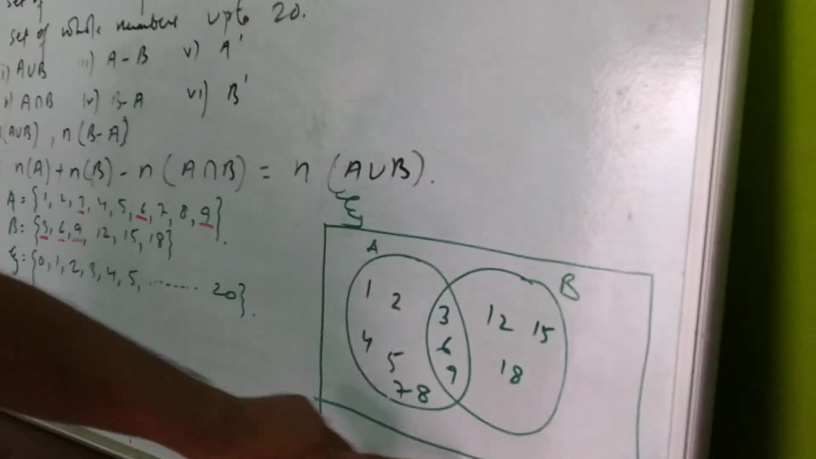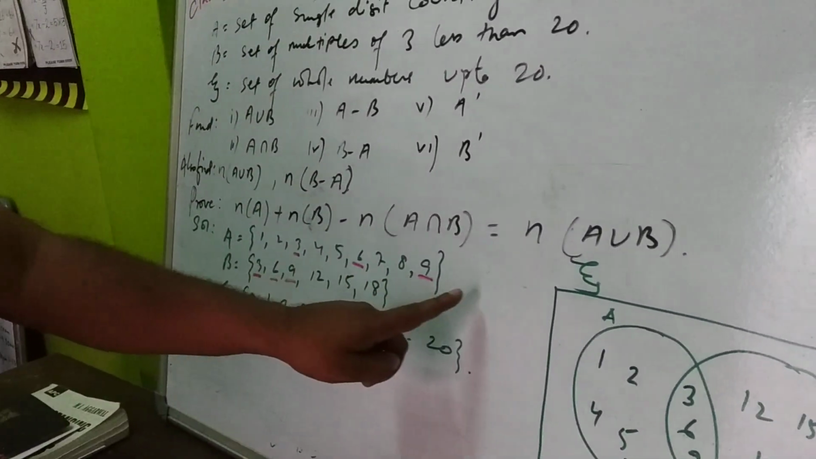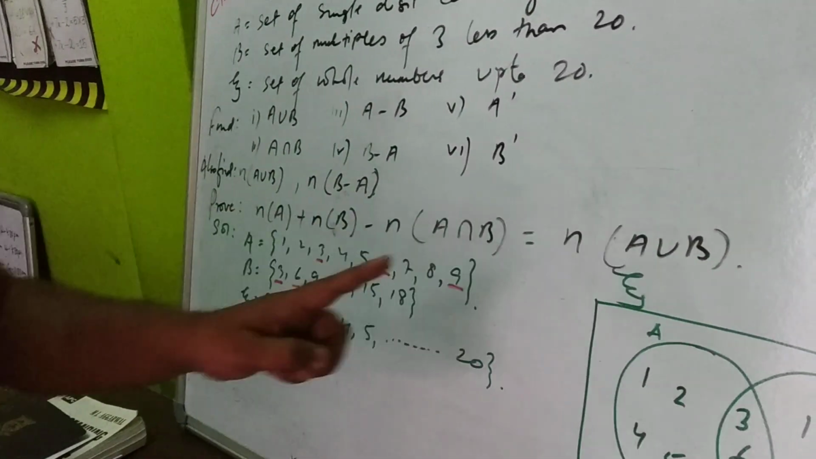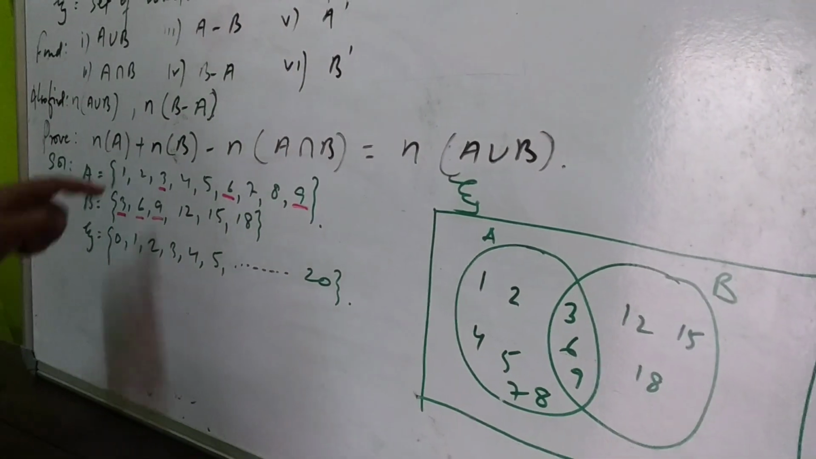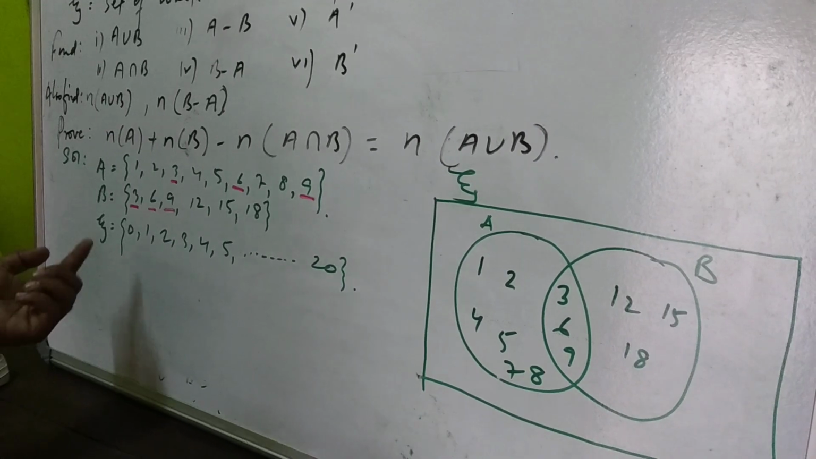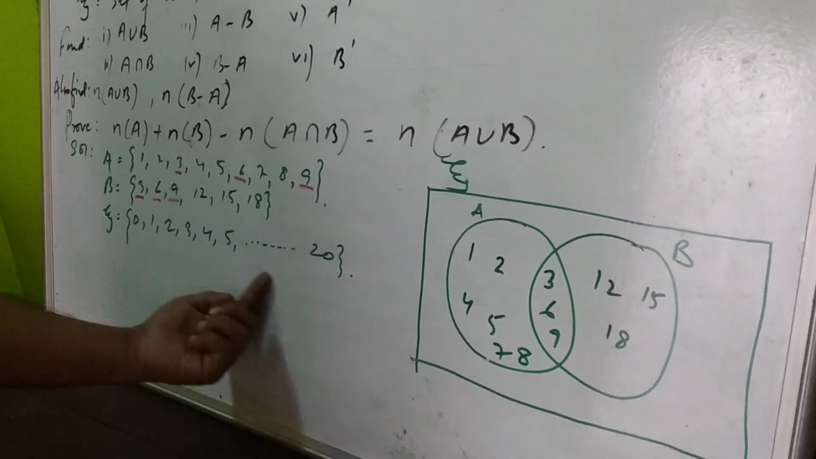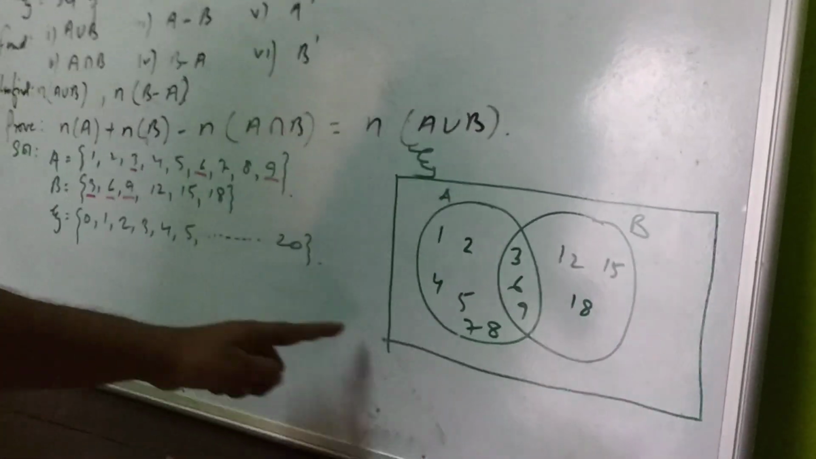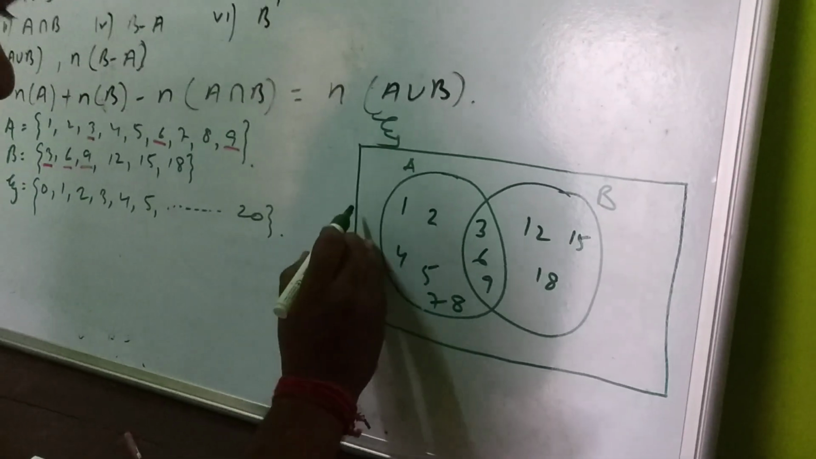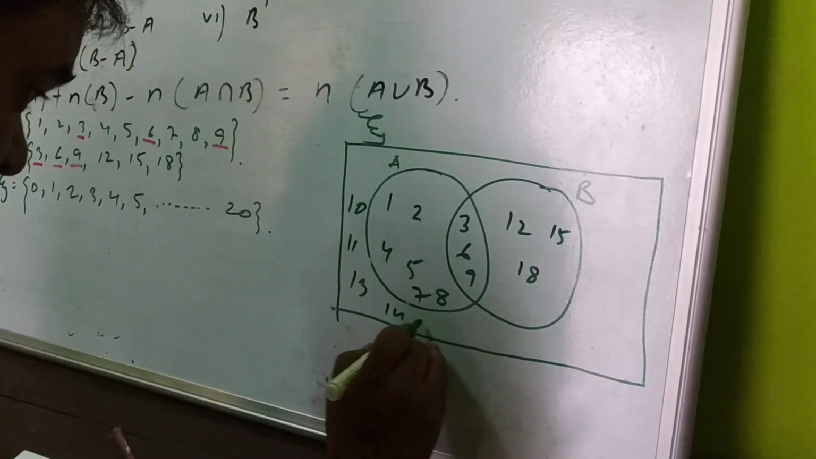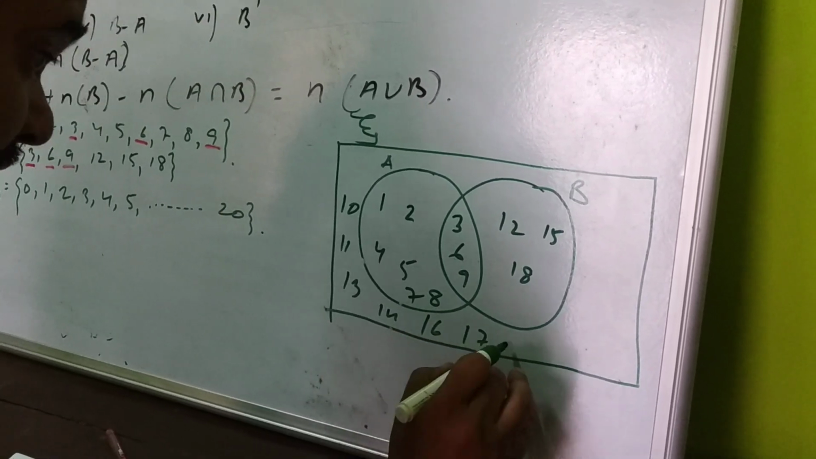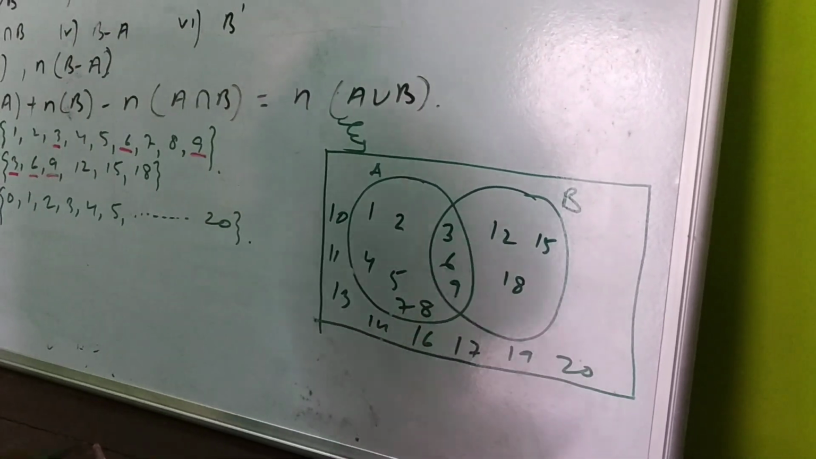Now if you look at this, I have already written everything that belongs to A over here and everything that belongs to B is over here. 3, 6 and 9 is written only once because it is repeating in both. Now the remaining leftover elements of the universal set will be present outside. So let me write the remaining ones, that is 10, 11, 13, 14, 16, 17, 19 and 20.